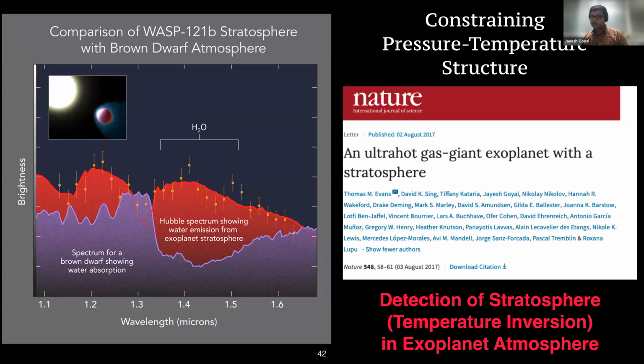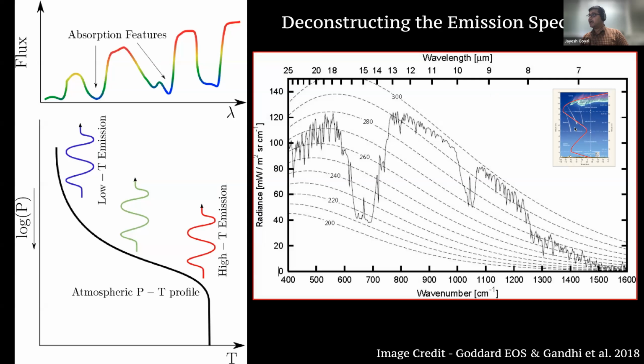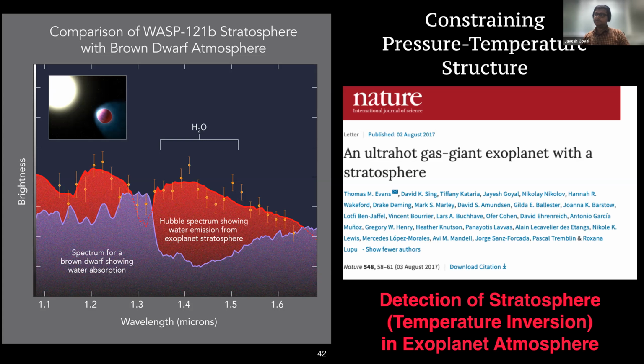We have tested this for one of the exoplanets, called WASP-121b. It's an ultra hot Jupiter. In that case, we actually detected an inversion layer using the emission spectrum of that exoplanet. This has been quite a big discovery. This was the first detection of a stratosphere in an exoplanet. So using these techniques, we can constrain the pressure temperature structure and detect inversions if the planet has one, like we have an inversion in our own atmosphere. You can see the inversion we have in our stratosphere because of the presence of the ozone layer. So the emission spectrum can be used to constrain that.